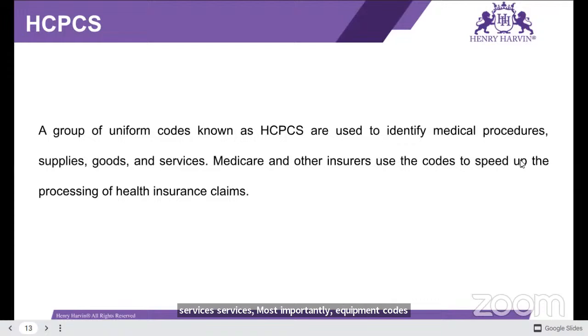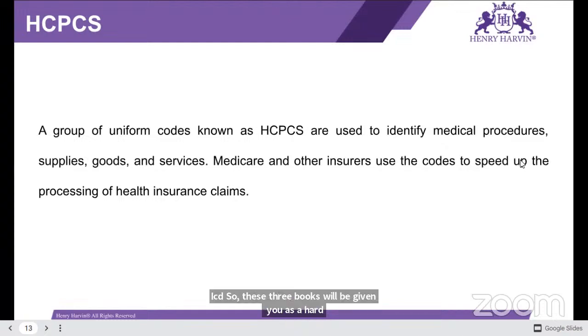So for example, you will be looking for a code for ambulance services, wheelchair, walker, weighing machine, oxygen cylinder, syringes, any artificial prosthesis, any lens you are looking for. All these types of codes will be available in the HCPCS book. I hope the 3 types of coding are clear to everyone: ICD, CPT, HCPCS. Okay. So these 3 books will be given to you as a hard copy. Apart from that, you will be getting the soft copy.